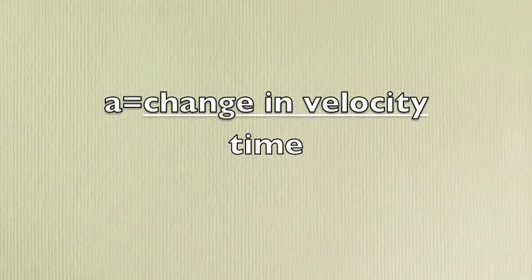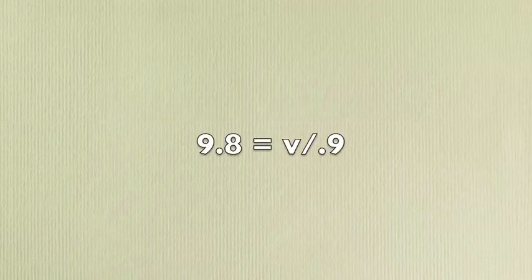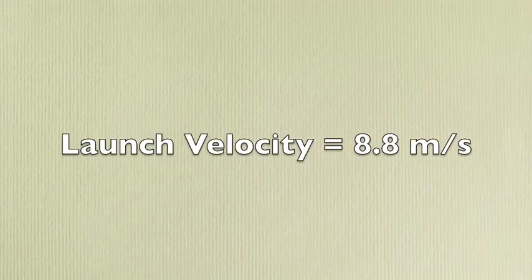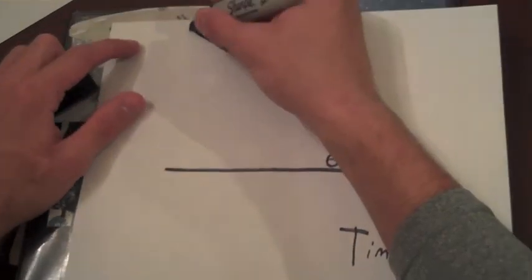Alright, so what we're going to do next is find the vertical launch velocity, and to find that we're going to use the formula a equals change in velocity over time. So we're going to set 9.8, which is the acceleration due to gravity on Earth, equal to the velocity over 0.9, which was the half time that the object took to get into the air. So after solving the equation, we found out that the vertical launch velocity was 8.8 meters per second.